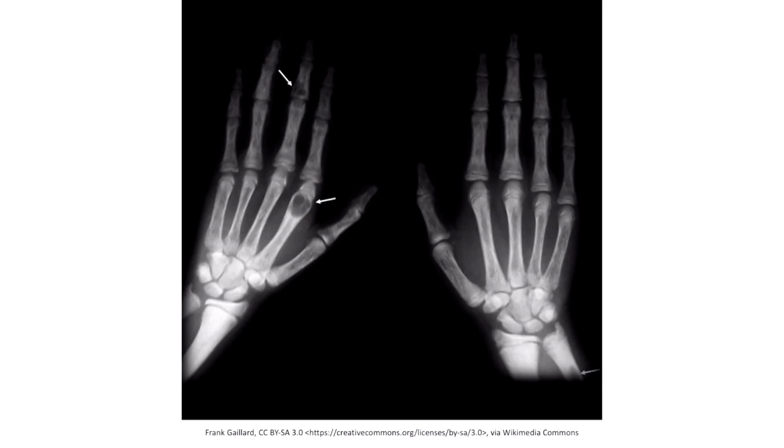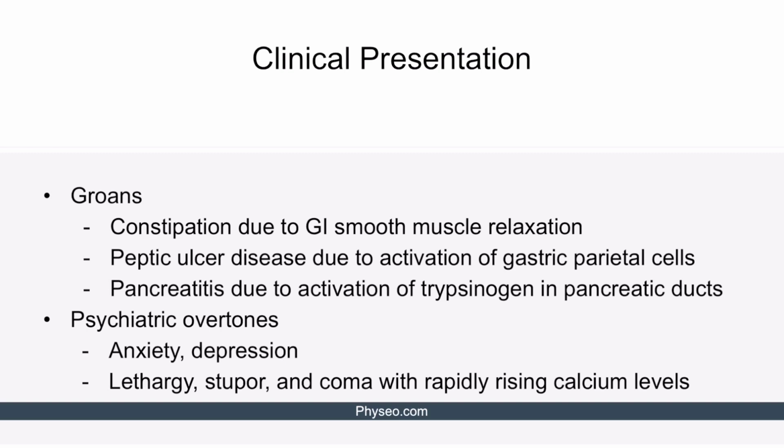Here you see the X-ray image of the brown tumors present in a patient with osteitis fibrosa cystica. Please note these lucent areas in the bone corresponding to the previous sites of intraosseous hemorrhage. Hypercalcemia is also characterized by gastrointestinal symptoms, which are the groans in our saying. Patients commonly complain of constipation. This is because hypercalcemia increases the threshold potential in excitable tissues and therefore relaxes the GI smooth muscle.